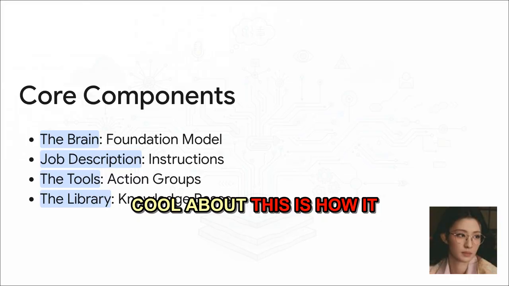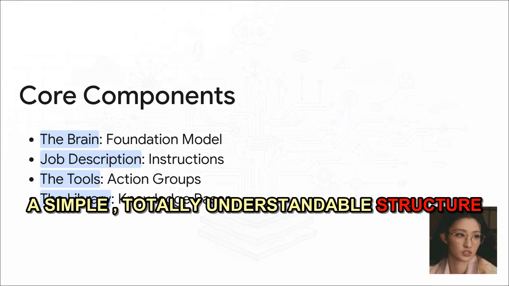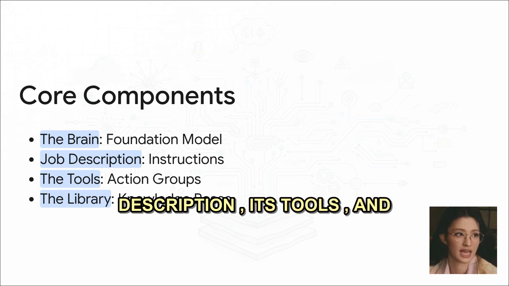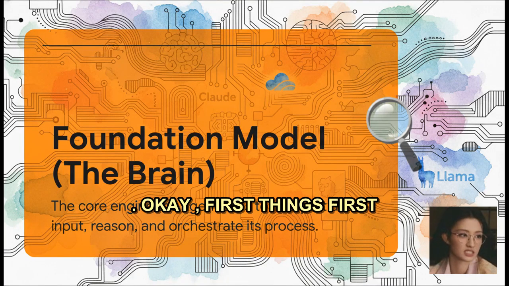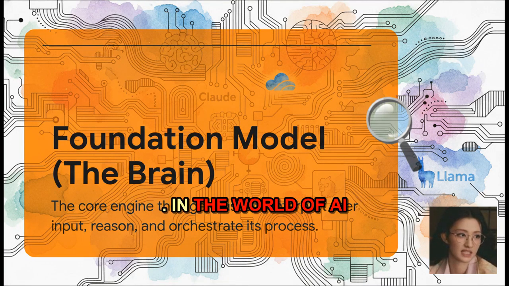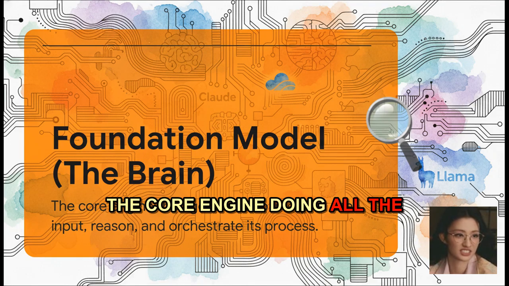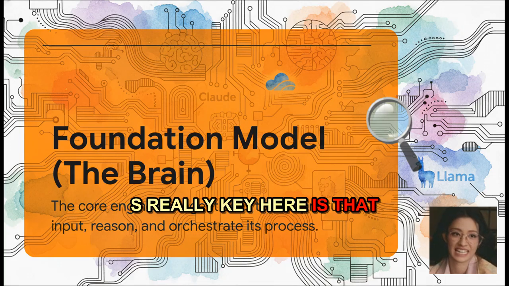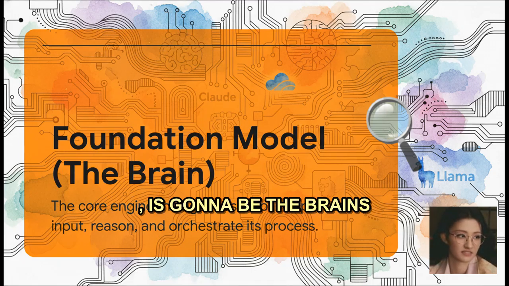Now, what's so cool about this is how it maps all these technical components to a simple, totally understandable structure. This is your agent's resume, right here. You've got its brain, its job description, its tools, and its own personal library. Let's dig into each one. Okay, first things first. Every assistant needs a brain. In the world of AI agents, this is the foundation model, or FM. This is the core engine doing all the heavy lifting, all the thinking, all the reasoning, all the planning. And what's really key here is that you get to choose which powerful model, like Claude or Llama, is going to be the brains of your operation.